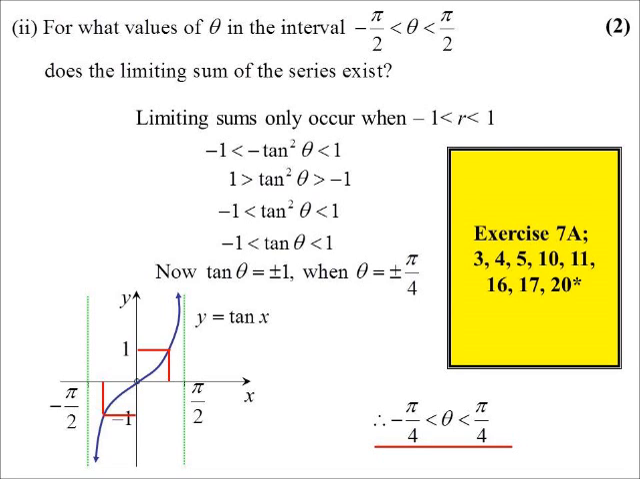All right, let's have a go at some of these applications. Just a handful of questions to look at there.